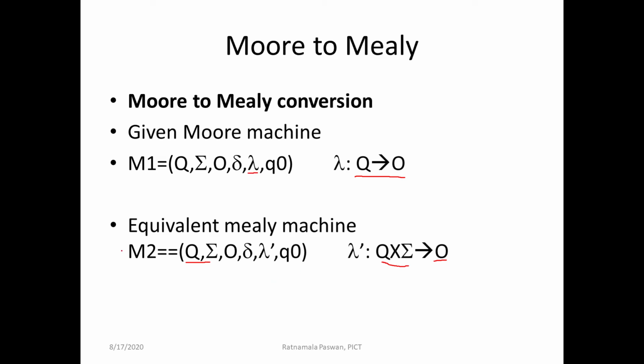So the equivalent Mealy machine is given by these 6 tuples. As you can find here, only lambda dash will get changed. So let's see how we find this new lambda dash for the given machine.